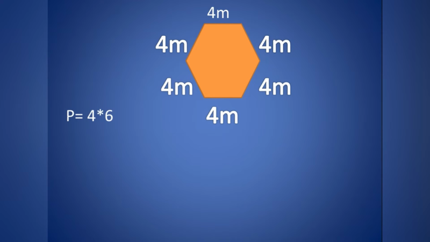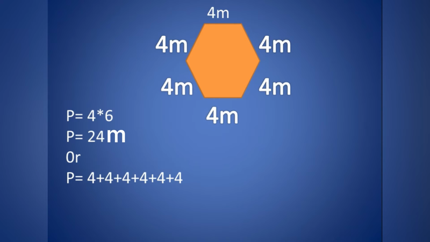So P is equal to 4 times 6. Why do we use 4 and why do we use 6? Because 4 is the length of one side and 6 is the amount of length. So we have 6 lengths. So 4 times 6 is equal to 24. Or we could just add up all the 4's because there are 6 4's. So we add up the 6 4's and we'll also get the same 24. And it's not 24 only, but 24 meter. Always remember your units.